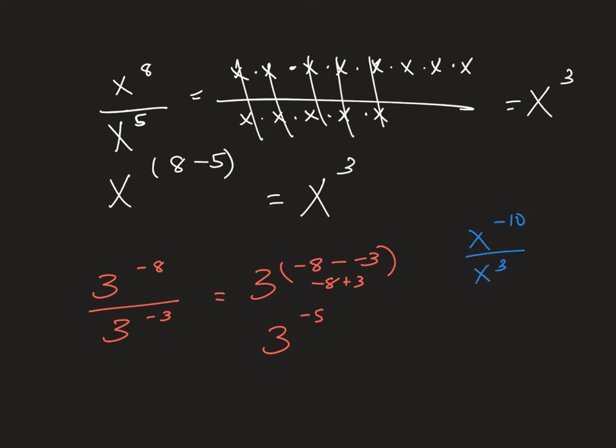All right, let's do one more example. So I have x to the negative 10 over x to the third power. So I'm going to say x, and I'm going to say negative 10, and I'm subtracting 3. So negative 10 minus 3 is going to give us negative 13. So I would have x to the negative 13th power.